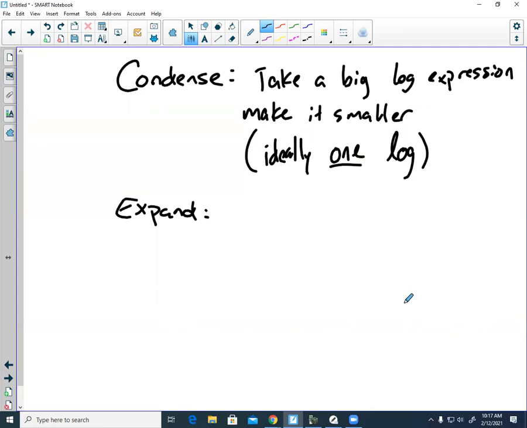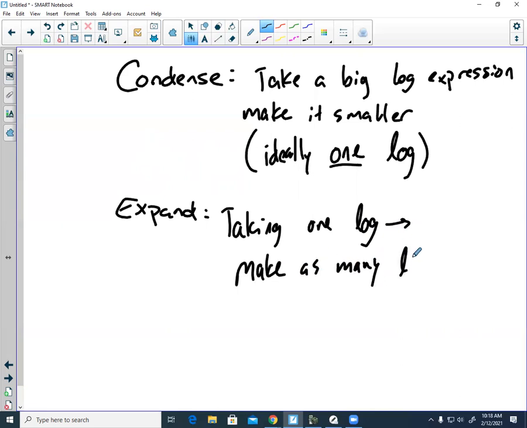Expanding is the exact opposite. You're taking a small thing and expanding it to as many logs as possible. So this is taking 1 log and you're trying to make as many log expressions as possible.